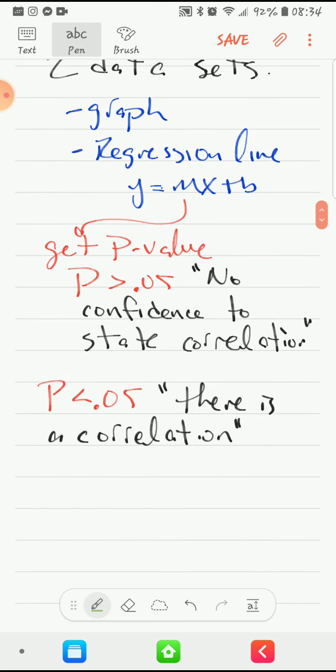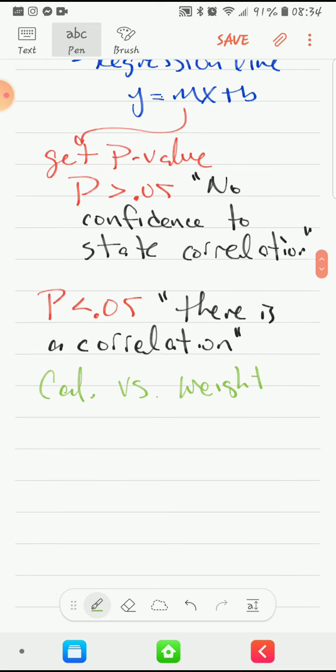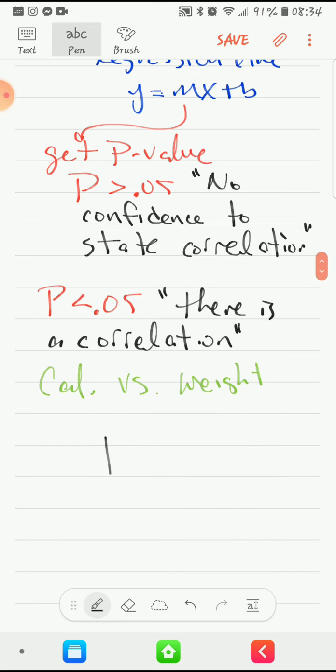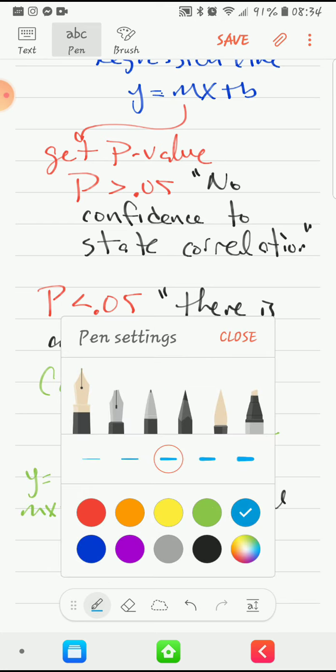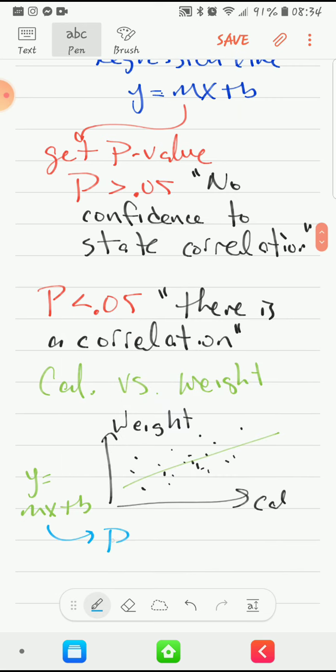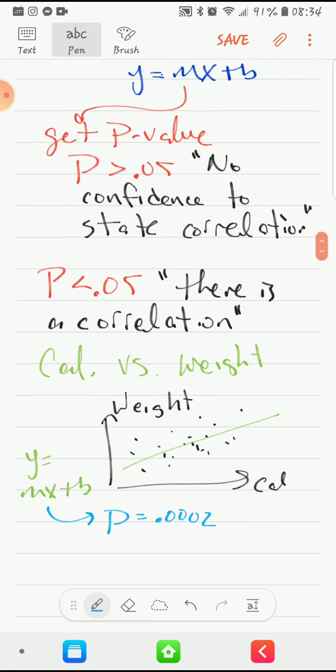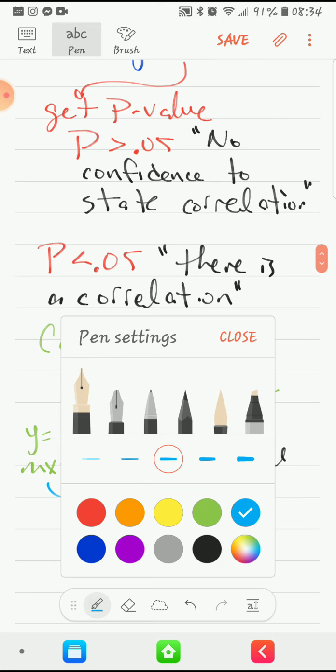Let me bring back my example. Let's say we're talking calories versus weight gain. You would have one axis versus another. I'll put calories on the X axis and weight on the Y axis, and you take a bunch of people, plotting a point for each. I assume it will look like that. Then you do your line, which is going to come in the form y = mx + b. From your m, you pull your p-value. Let's say p equals 0.0002. Your p-value is much smaller than 0.05.